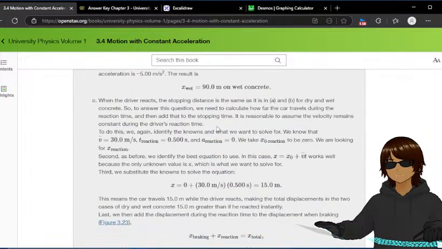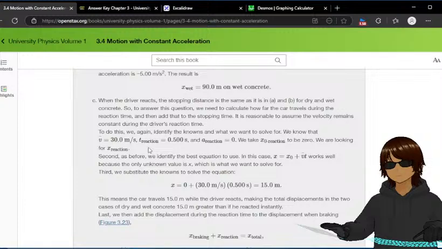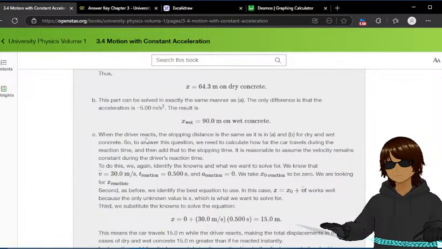Wait, I don't understand the last one. The driver reacts, the stopping distance is the same as in A and B for dry and wet concrete. So to answer this question, we need to calculate how far the car travels during the reaction time. Then add that to the stopping distance.